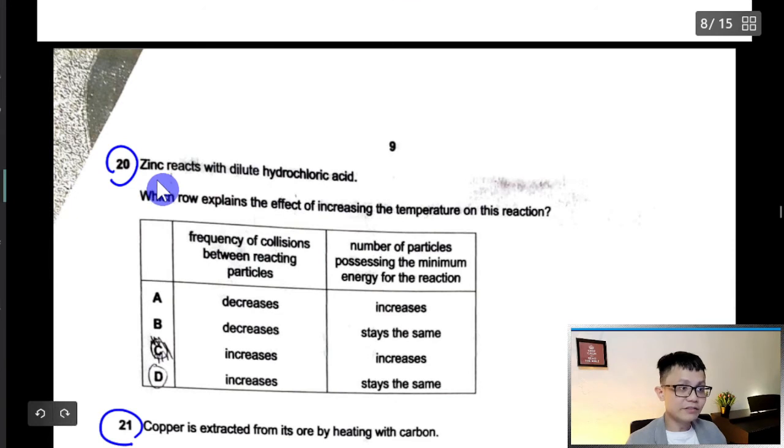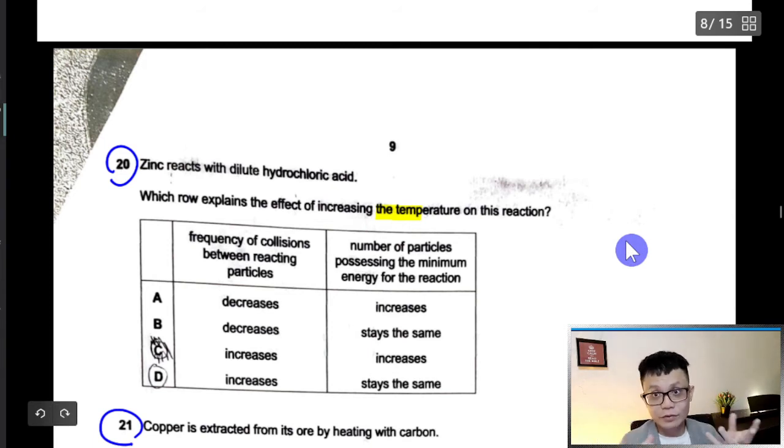20. Zinc reacts with hydrochloric acid. So we know that hydrochloric acid, which role explains the effect of an increase in temperature? So what happens if I increase the temperature? Obviously the rate of reaction will go up. Frequency of collision will increase, correct? So increase will be correct, because temperature up, so rate of reaction is up.